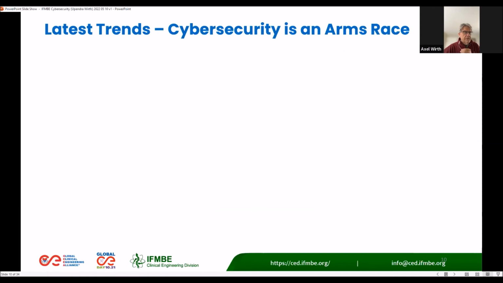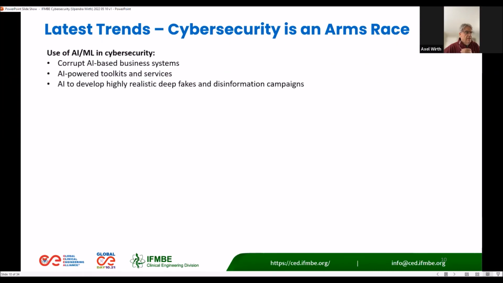So cybersecurity is an arms race: we invent new defenses and the attackers invent new ways to compromise us. That is certainly true for any type of new technology we are inventing. For example, artificial intelligence and machine learning, which we are certainly using in healthcare and in cybersecurity for our defenses, but we've also seen attackers trying to corrupt AI-based business systems to their advantage, or use AI-powered toolkits and services to develop more sophisticated and quicker attacks, or use AI to develop highly realistic deepfakes or disinformation campaigns that are almost impossible to distinguish from an original.